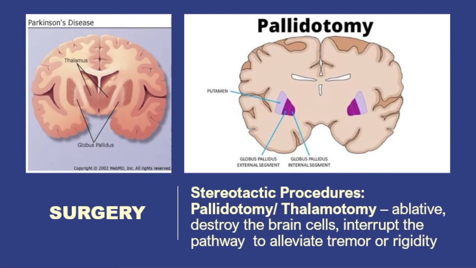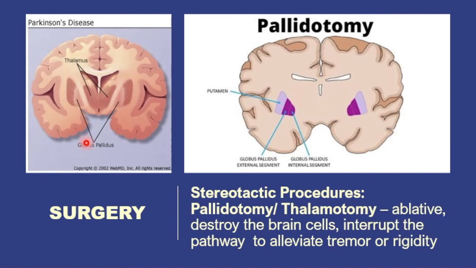Then, we have the following surgeries. So, class, the surgeries are referred to as stereotactic procedures. When I say stereotactic procedure, you have your pallidotomy and then you have your thalamotomy. Notice on the illustration where your thalamus is and where your pallidus is. That's why it's referred to as pallidotomy and thalamotomy.